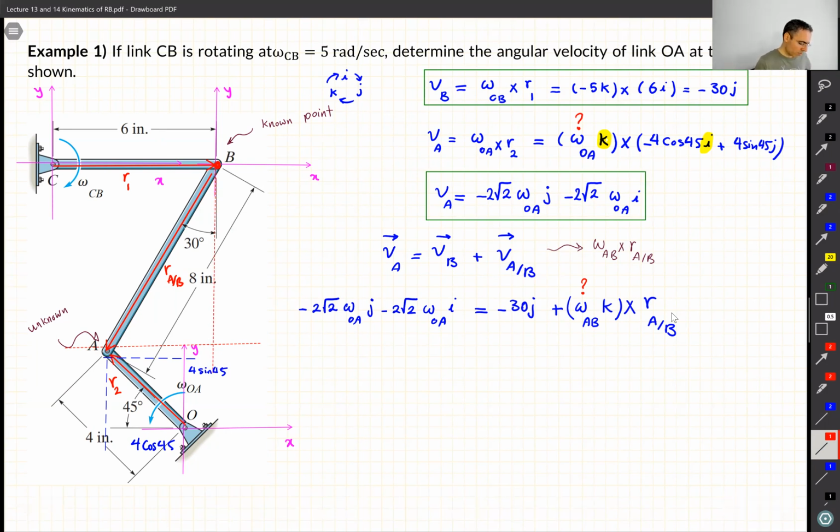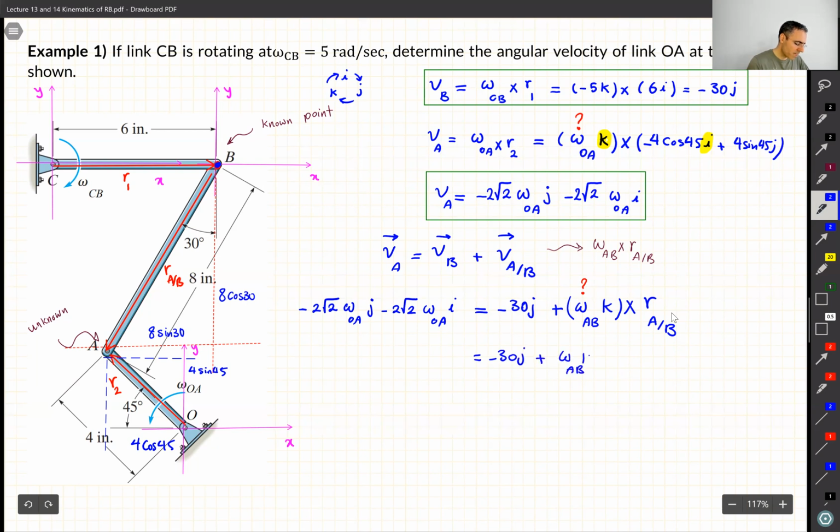So do you agree that we can easily find this distance? It's going to be 8 cosine 30. And I can easily find this distance, which is 8 sine 30. Okay? And we know where our reference is. It is point B. So let's write it one more time. Plus omega AB K cross RA with respect to B. So the 8 sine 30, and it is negative. So minus 8 sine 30 I. What about J? It is also negative. Minus 8 cosine 30 J.